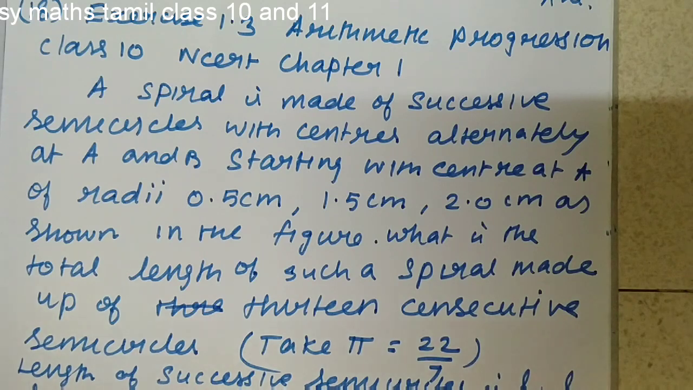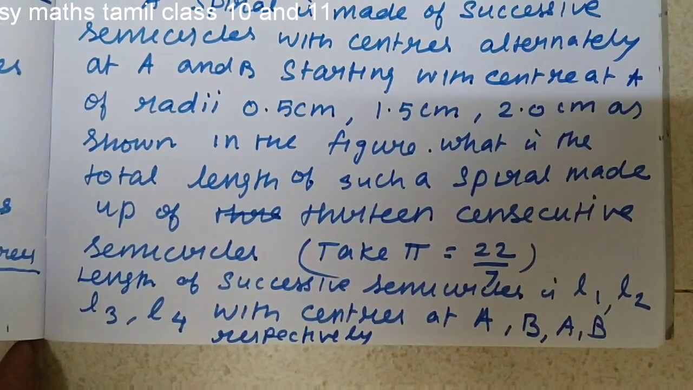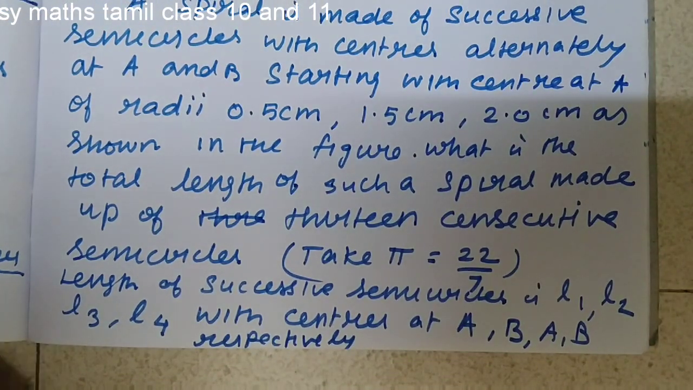Exercise 1.3. A spiral is made of successive semicircles with centers alternately at A and B, starting with center at A, of radii 0.5 cm, 1.0 cm, 1.5 cm, 2 cm, as shown in the figure. What is the total length of such a spiral made up of 13 consecutive semicircles? Take pi equal to 22/7. Lengths of successive semicircles are L1, L2, L3, L4 with centers at A, B respectively.